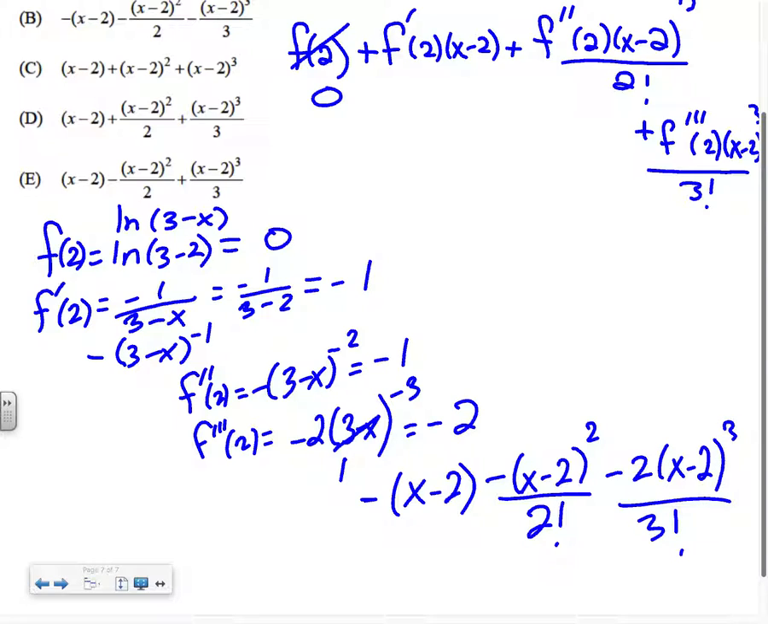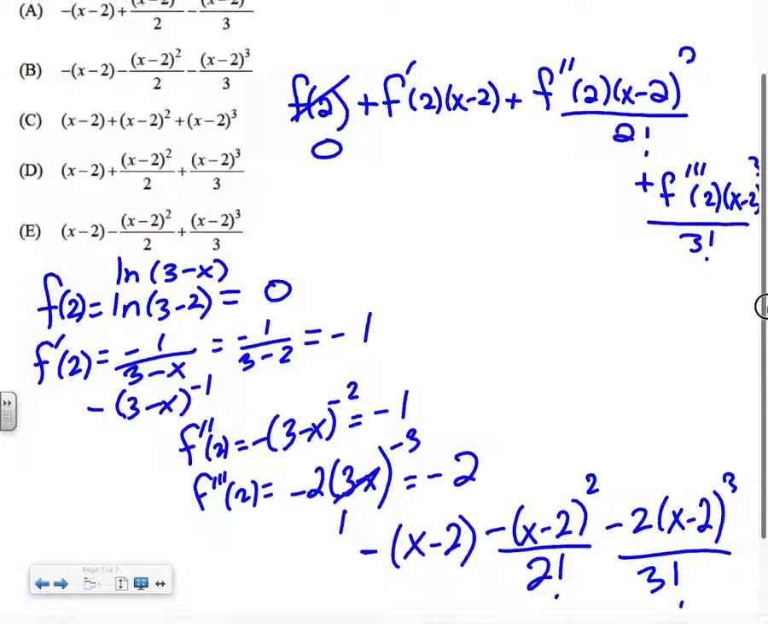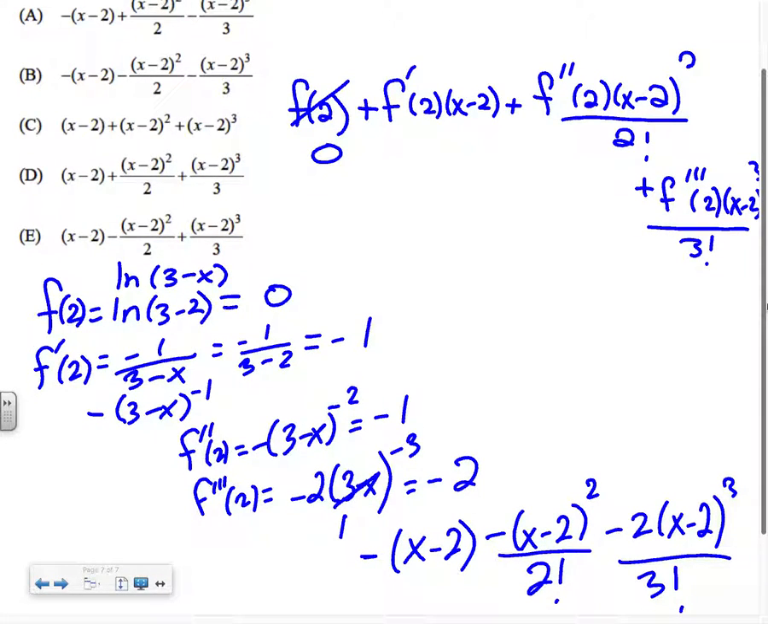All right, let's compare it with the answers. They're all negative, so which ones can I get rid of? The positive ones, C and D, and E. That narrows it down. It's got to be B. 2 factorial is 2, and since you have that 2, it cancels out. 3 factorial is 3 times 2, and that's what cancels, you have 3 on the bottom. So it is B. Old AP question, not too bad.